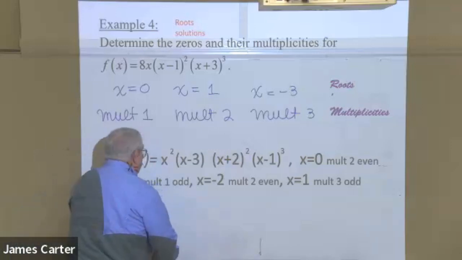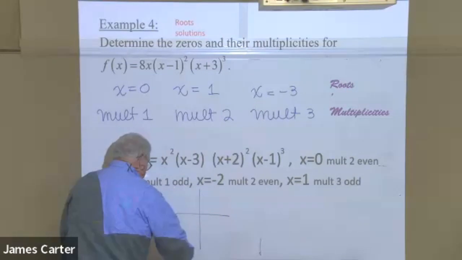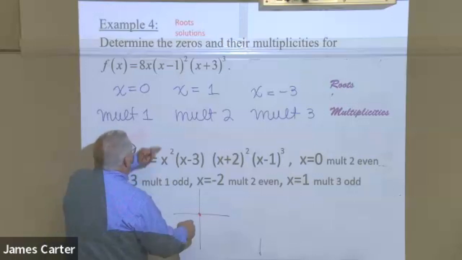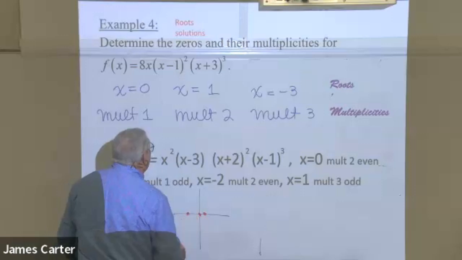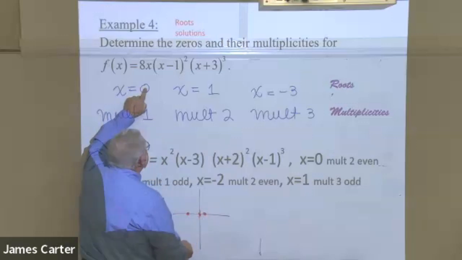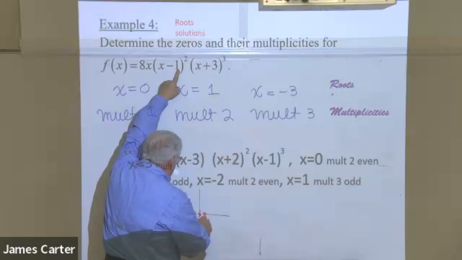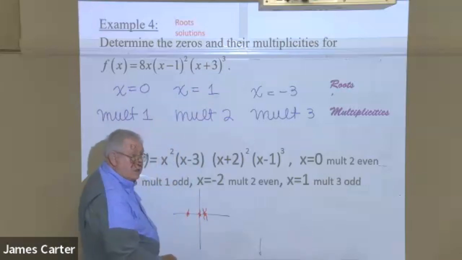Let's see what I'm talking about. Graph paper. Points 0, 1, and -3. Okay, we said that this one is going to be a crossing point. We said that this one is going to be a touch and go point, either this way or that way, we don't know yet. This one, we said, is going to be a crossing point.